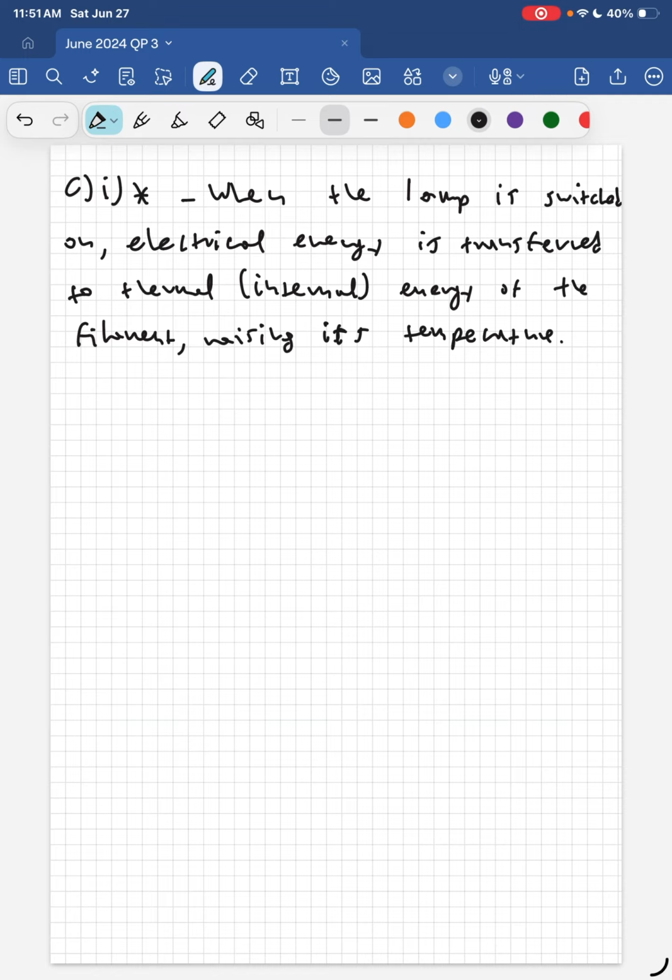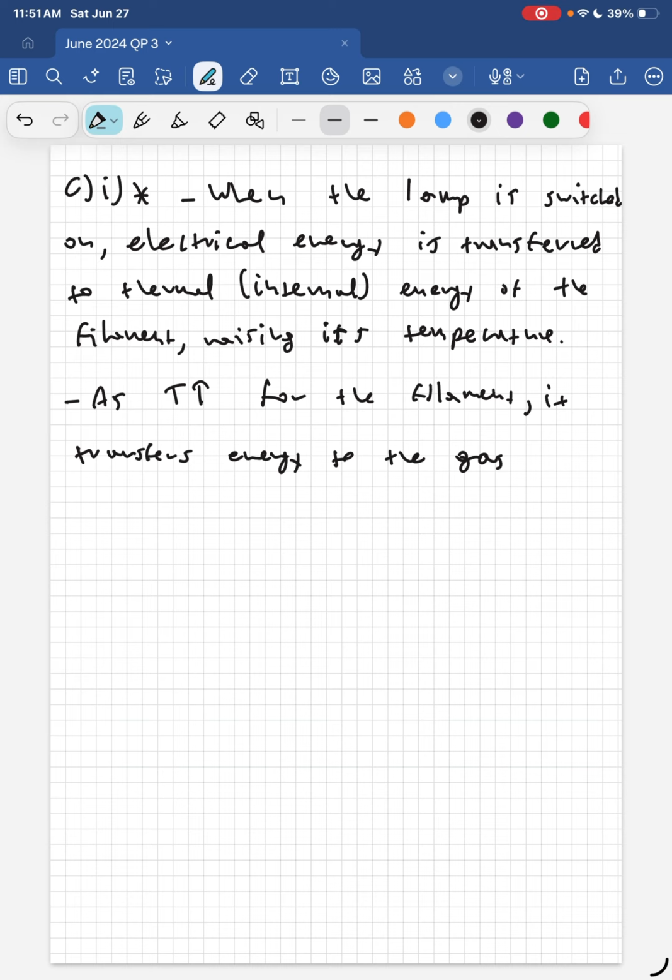Now as T increases for the filament, it transfers energy to the gas inside the lamp by conduction, and to the surroundings by radiation.